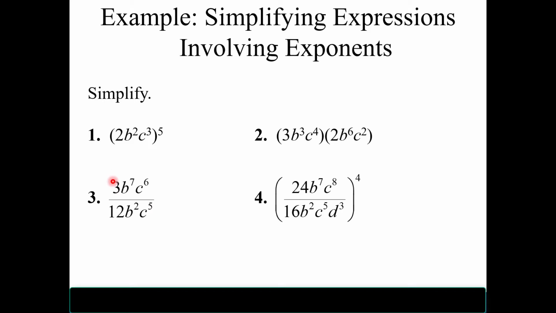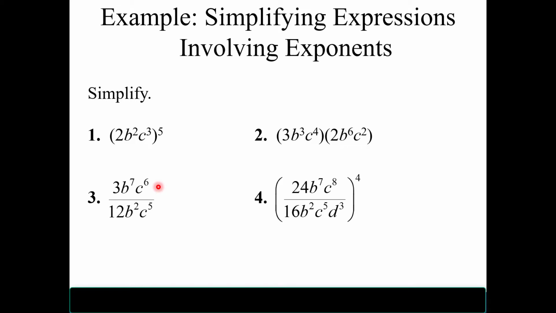Well, the 3 and the 12 reduce, right? And then I have... You subtract b to the 7th and b to the 2nd. Good, so you get b to the 7 minus 2, or just b to the 5th power. And what about the c's? C to the 6 minus 5 is just c.